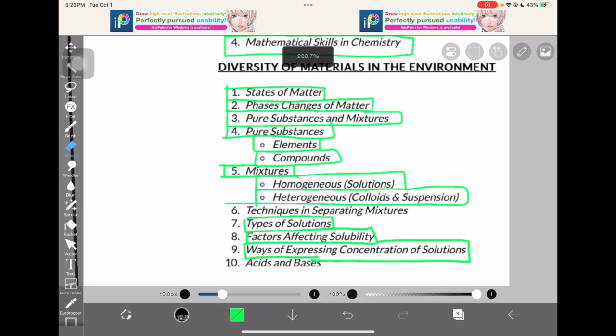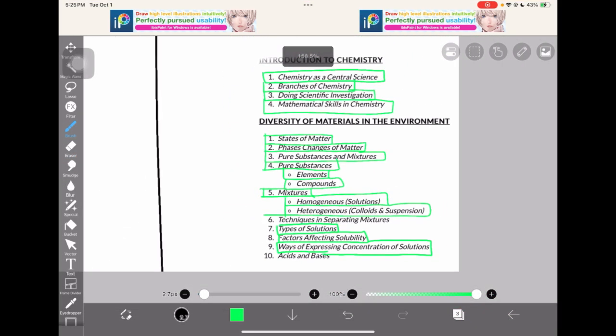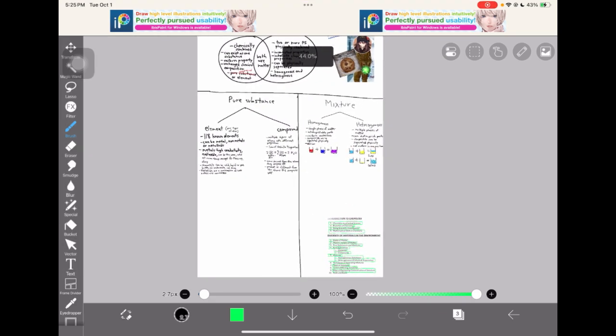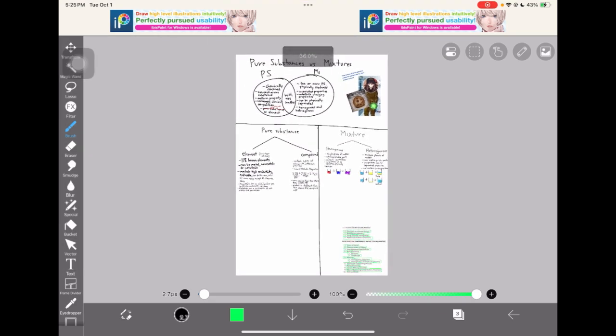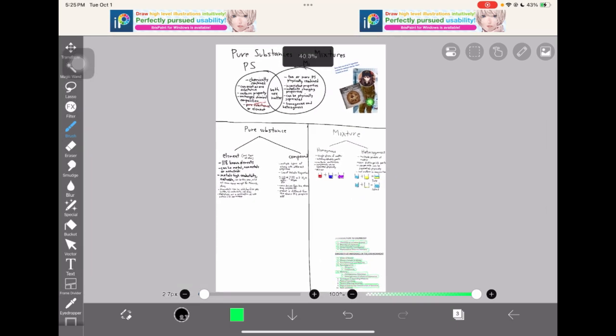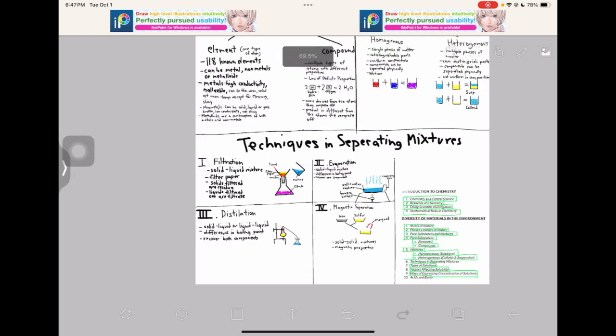With that out of the way, we actually only have two more topics to discuss, and I will just add the number 6, techniques in separating mixtures, underneath here. We still have a lot of space, so let me just prepare. So these are the five techniques in separating mixtures. Let's get started.